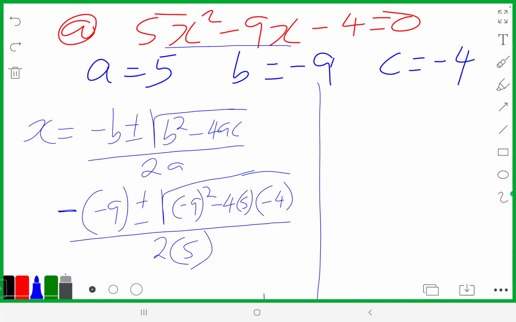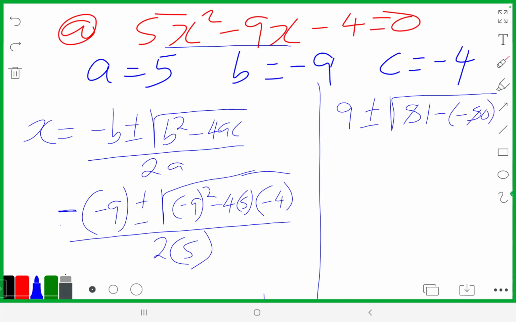So let's start substituting. Negative times -9 will give us +9, plus or minus the square root of 9 squared, -9. I've told you to put this in brackets because if you just leave it at -9 and square it, it will give you a negative answer. So you have to put this in brackets. That's extremely important. So -9 squared gives us 81, minus 4 times 5 times -4, which will give us -80.